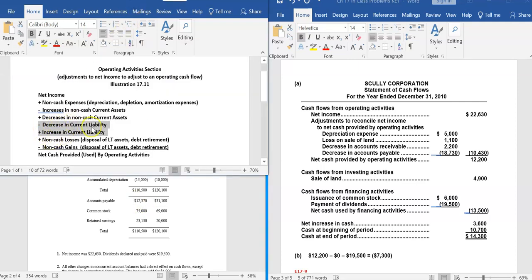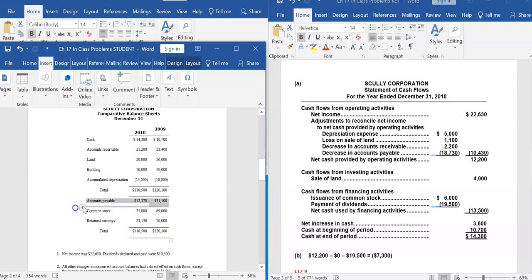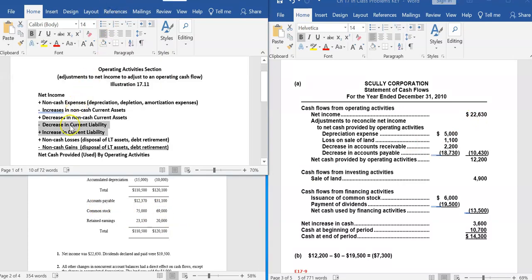If I have a decrease in a current liability, I need to subtract the amount of the decrease from net income. So my decrease in total was $18,730. I will subtract it from net income. All right, I don't have any other current liabilities, so I am done with that adjustment.